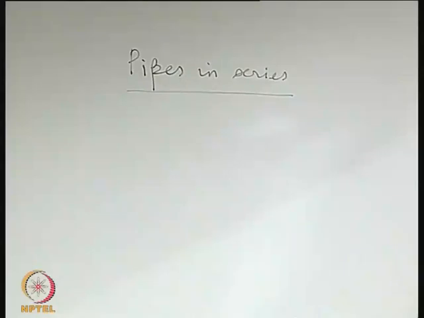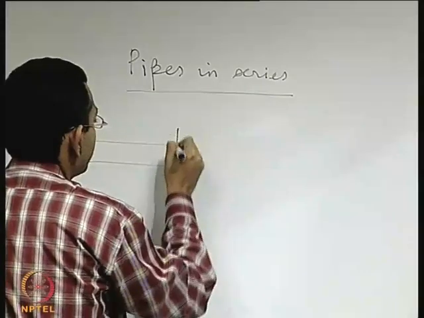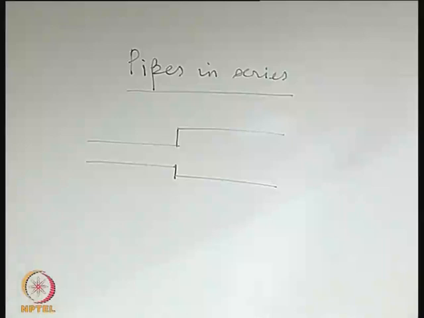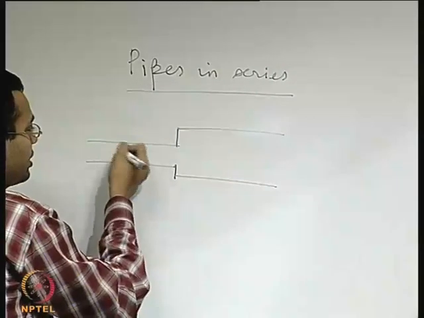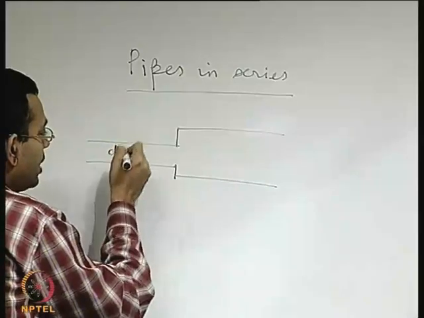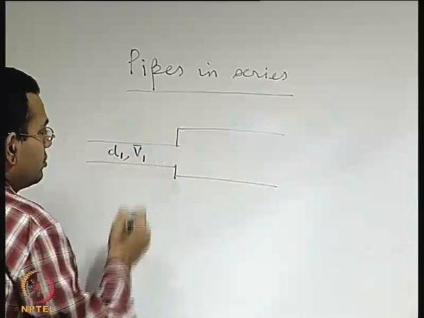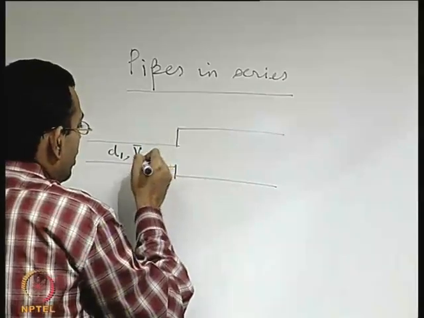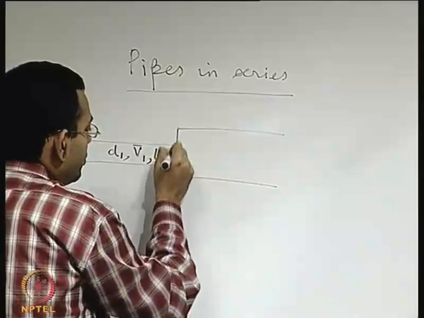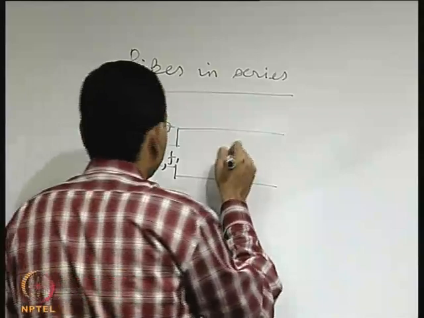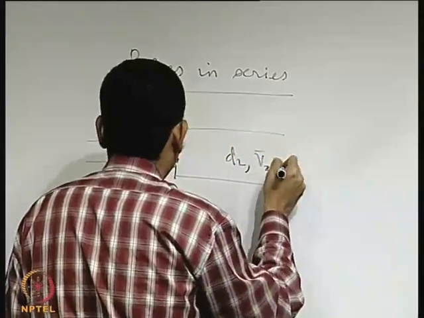So pipes in series means that you have, let us say, two pipes like this. The name series is obvious, they are connected one after the other. Let us say that the diameter of the first pipe is D1, the average velocity V1, length L1, friction factor F1. And for pipe 2, the corresponding things are there.